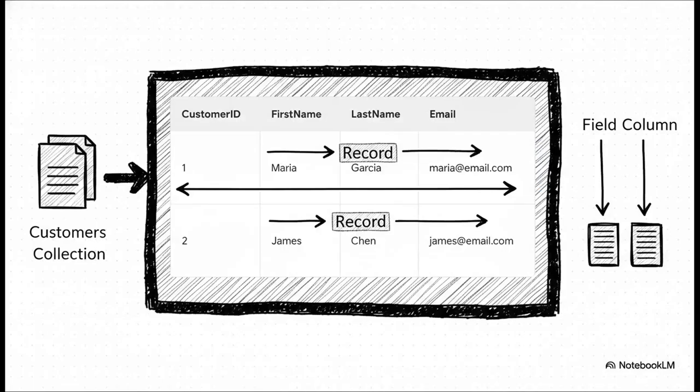Okay, let's look at this example here because it really pulls everything together. See that? The whole thing is our customers table. Each person, Maria Garcia, James Chen, they're each a record or a row. And then those little details, first name, email, those are the fields, the columns. It looks simple, right? But this basic structure, this is the foundation for some seriously powerful stuff.